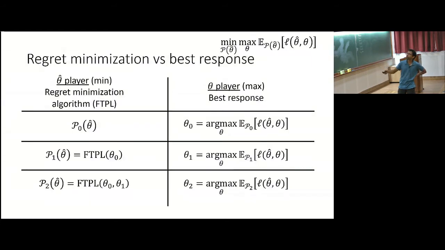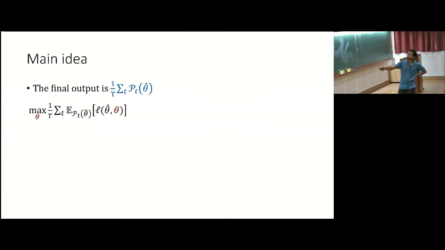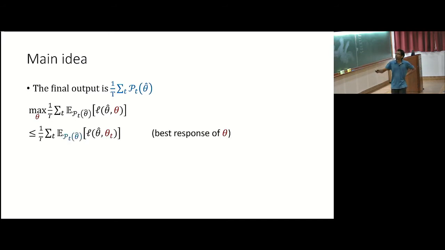And why is this going to be minimax optimal? Because first let's look at the maximum risk of this distribution. I have 1 over t summation over t of this expectation, and then I'm taking a max over all parameters. So this is the maximum risk of this estimator. This is less than or equal to what I get by replacing each theta with theta t, because this was the best response. For each p_t of theta hat, theta here is less than or equal to p_t of theta hat, theta t, because theta t is the best response for every fixed p_t.